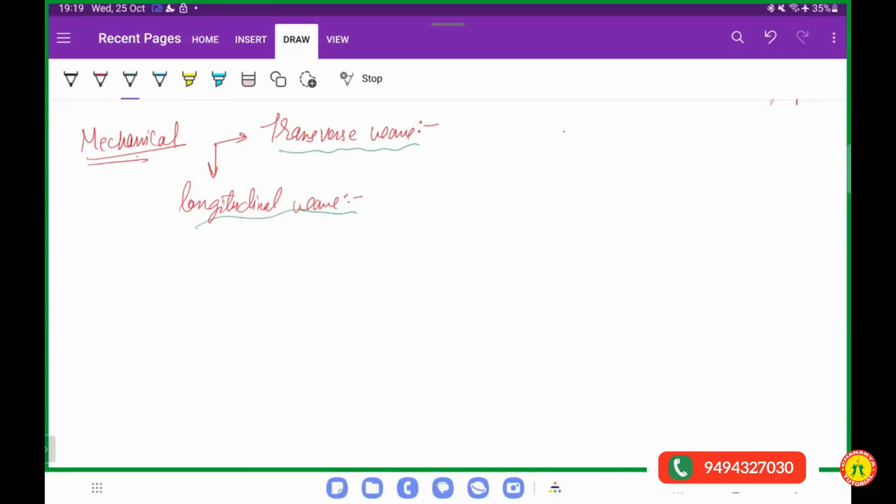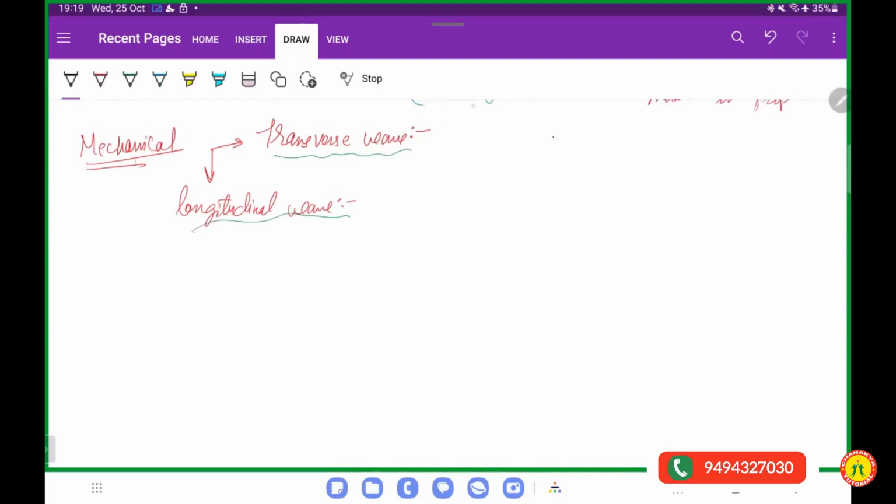Do you know translatory motion? No? It's actually linear motion, which goes in a straight line, a straight path. This is also similar. In this one, it moves in this direction. See, actually both longitudinal and transverse waves move in this direction only, but there are small changes here.